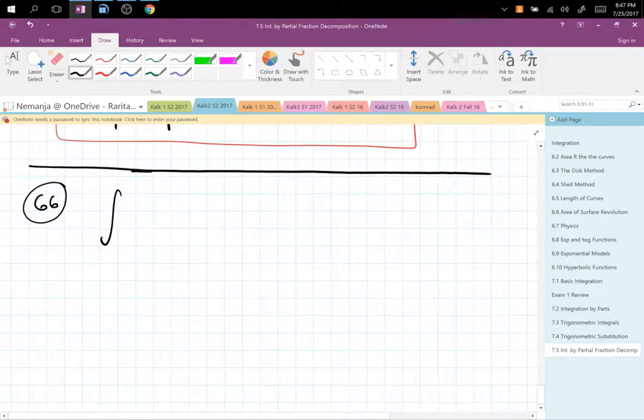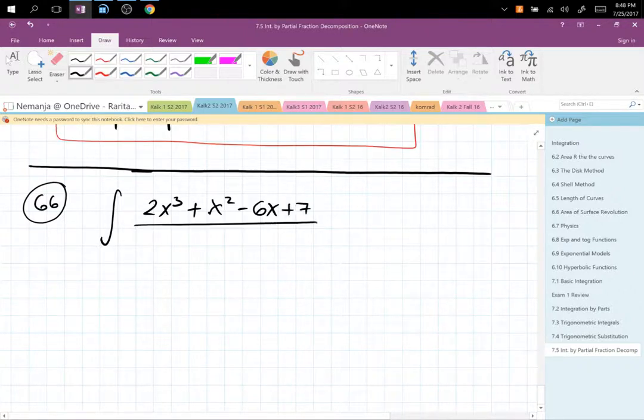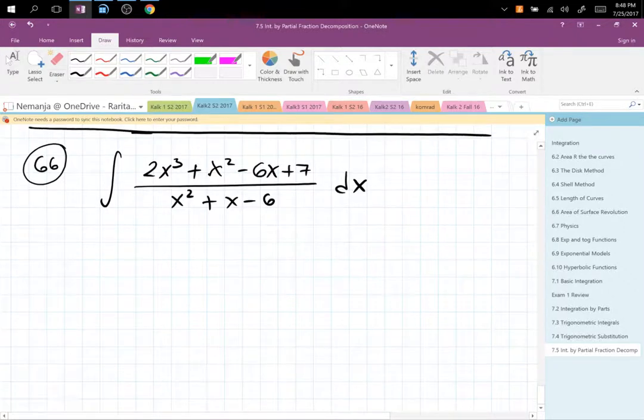I'm just going to change it from z's to x's so we don't have issues between z's and 2's. So we have 2x cubed plus x squared minus 6x plus 7 divided by x squared plus x minus 6 dx. Go.